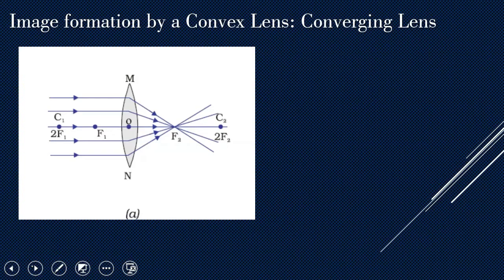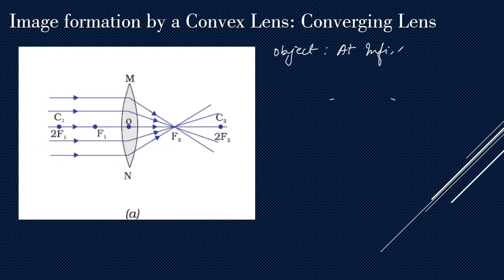So the first position says, where is the object kept? What is the position of the object? Position of the object is at infinity. Can you see these parallel light rays coming from infinity? Yes. Now this is the convex lens. Convex lens is a converging lens. Where is the image position? Image is formed at F2.